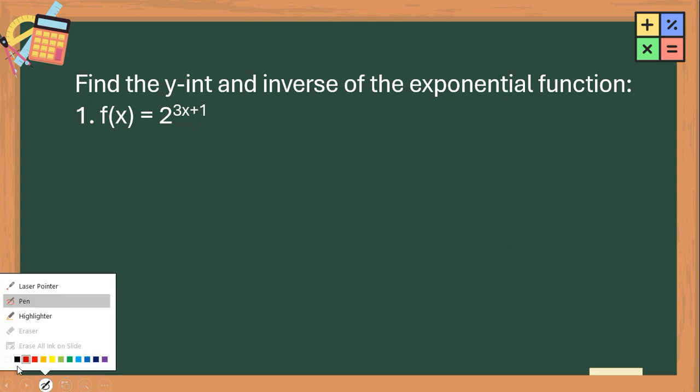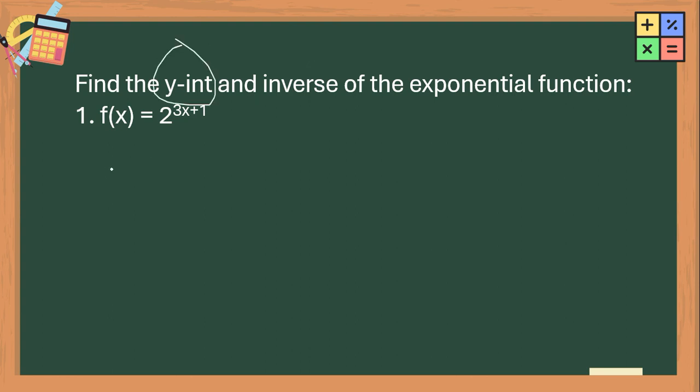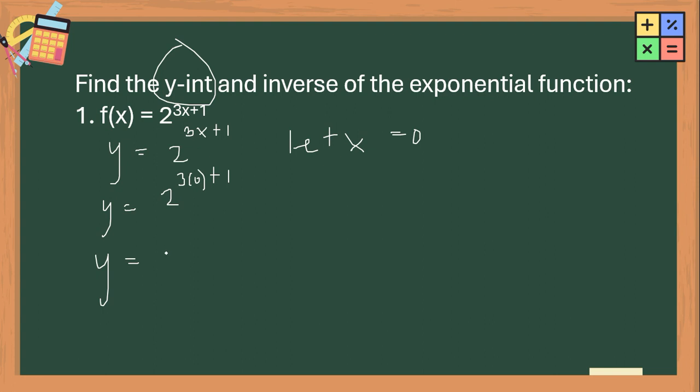If you're going to find the value of the y-intercept, we need to express f of x into y. So, y is equal to 2 raised to 3x plus 1. We're going to let x is equal to 0 because we're going to find the value of y-intercept. Then y is equal to 2 raised to 3 times 0 plus 1. What is 3 times 0? 0 plus 1, 1. Y is equal to 2. If ever na hindi lumabas sa multiple choice ang 2 and naka-coordinate siya, that should be (0, 2).